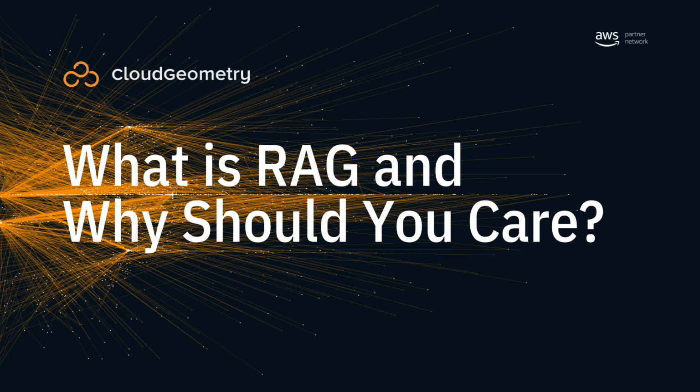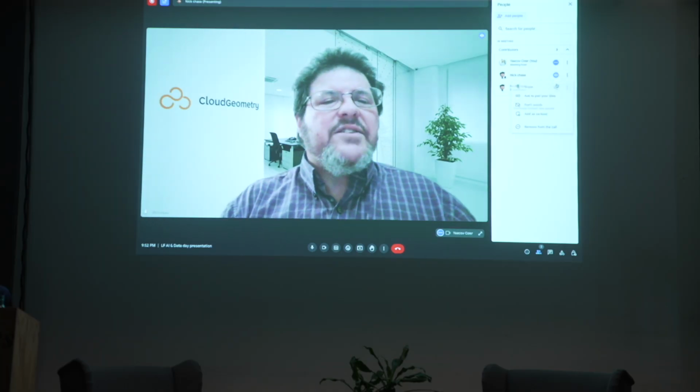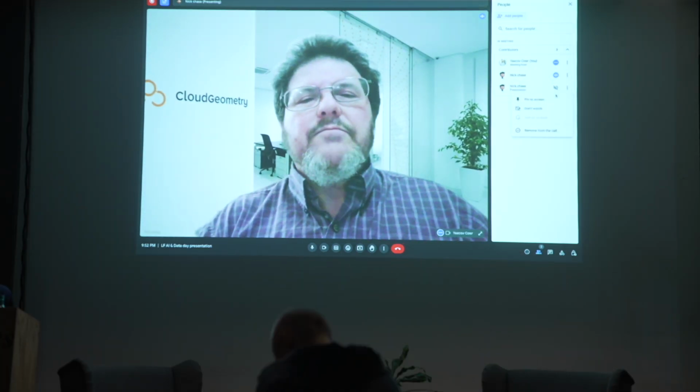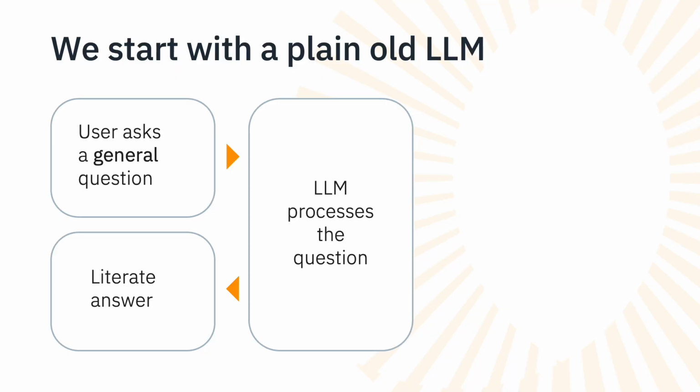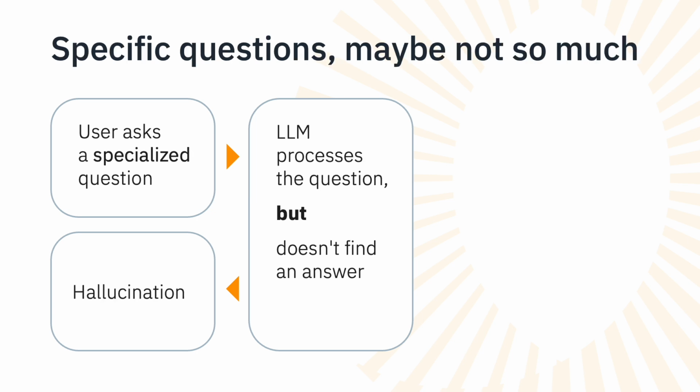All right, so what is it? Why you should care? So let's start out with a plain old LLM. In this case, user asks a general question, the LLM processes the question, it goes through all of these things that it knows based on all the data that it's been fed, and it gives you a literate answer that sounds like a human put it together. Great, that's terrific, that's what it's supposed to do.